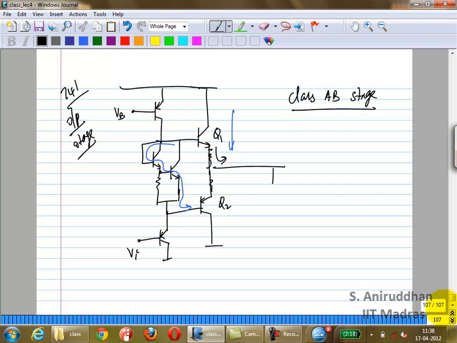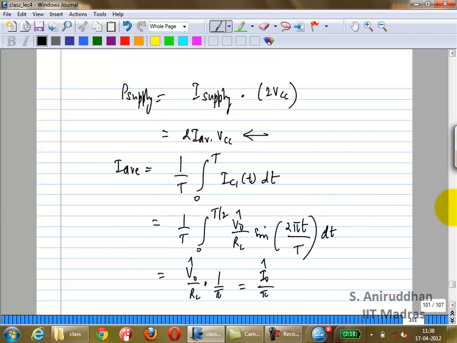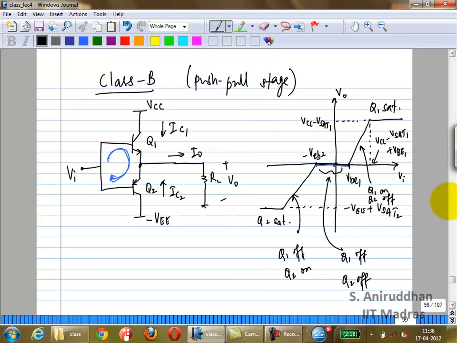Okay? So that is as far as the bipolar stage goes. How about the CMOS? CMOS class AB stages, or class B for that matter. It will look very similar. You can just replace Q1 and Q2 with MOSFETs, NMOS and PMOS, and you will get some kind of class B operation. There are some small differences. We'll just take a look at it.